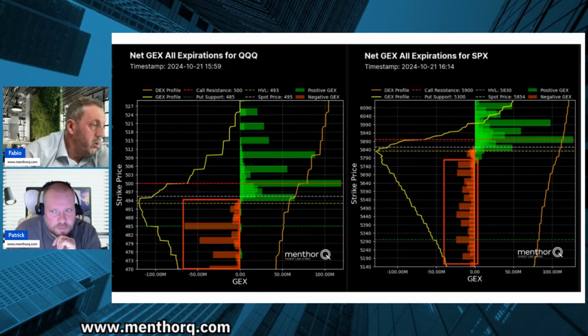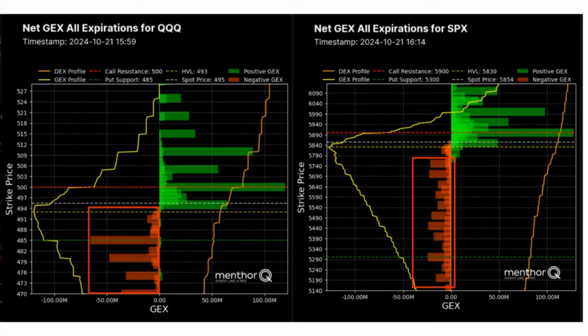Let's go into some examples. So first, let's actually look at what is happening right now. The market is at all-time highs, so there's a very big bullish sentiment in the market.